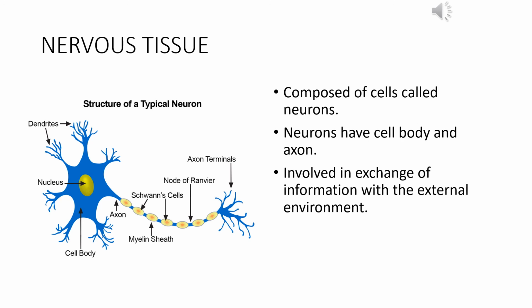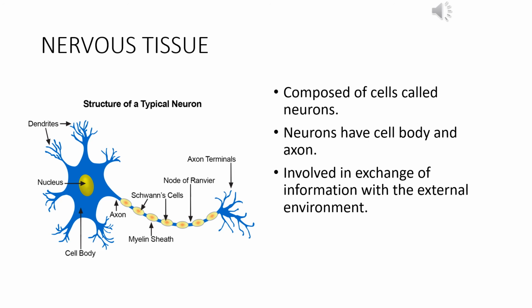Now we are very eager to know what the neuron does. The nervous system is actually responsible for exchanging information from our body with our external surroundings. So the neuron and the nervous tissue are actually communicating messages inside our body and between our body and the external environment.